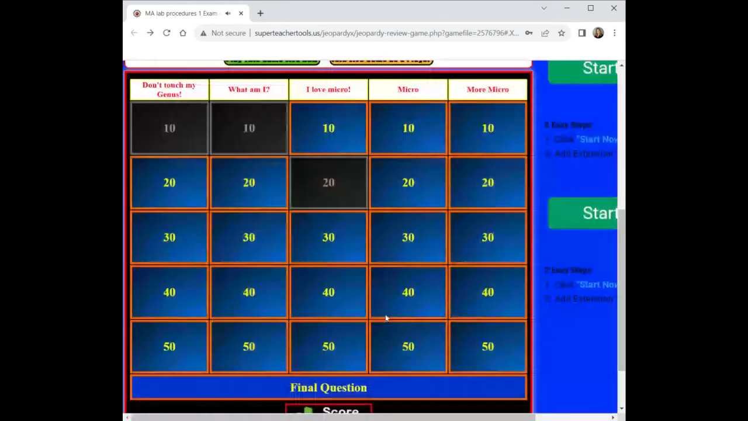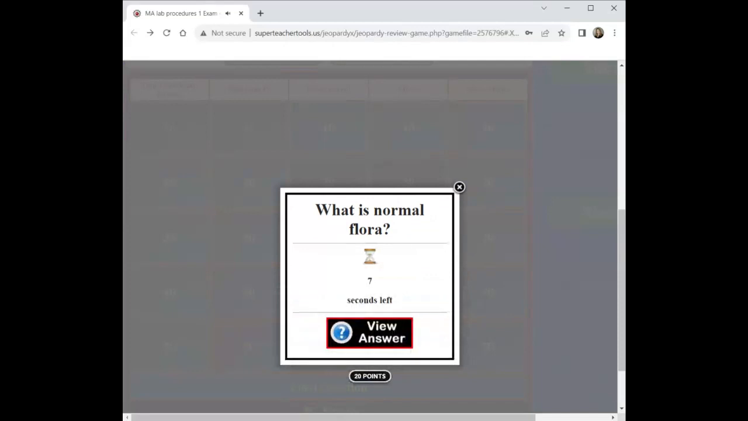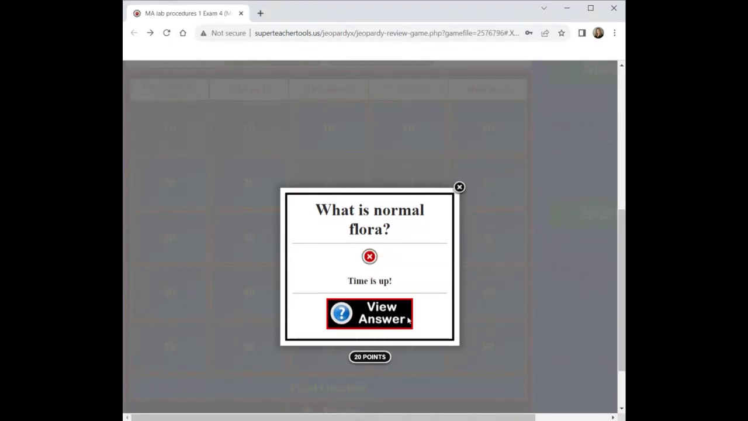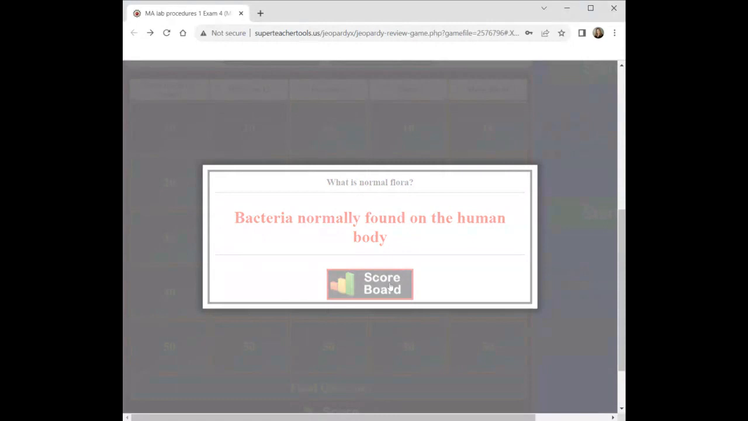Okay, team 4, Mary and Ramsey. I really don't care. Maybe we could do micro 20. What is normal flora? Normal bacteria that keeps you healthy, on the skin. It is hard when you're online, but I figure we'll survive, right? Bacteria normally found in the human body, it's correct.